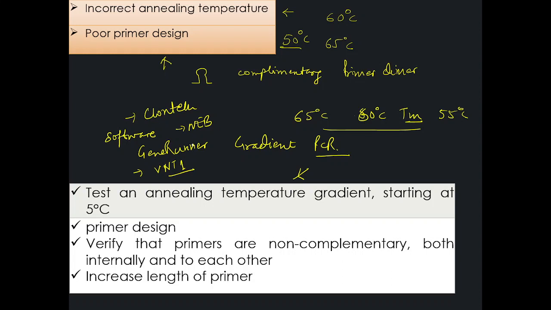So verify that there is no complementarity, meaning you make sure there is non-complementarity both internally and to each other. When I say internally, let's say this is your primer, and I'm writing arbitrarily, it should not be able to form a loop. For example, this CGG can bind with this, so that is called an internal looping. That should not be there. The other solution to this is that one can increase the length of the primer.